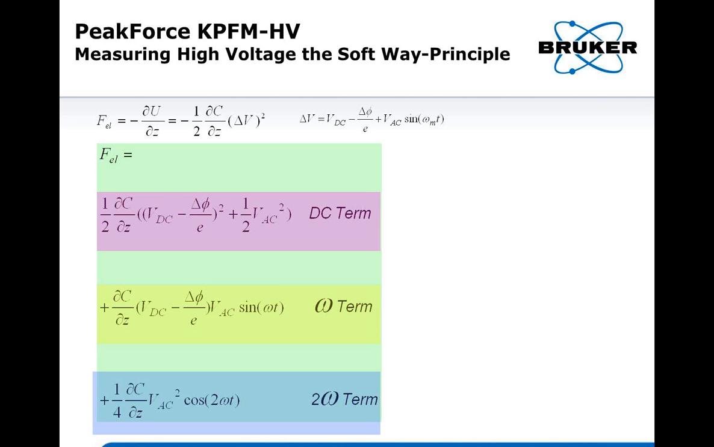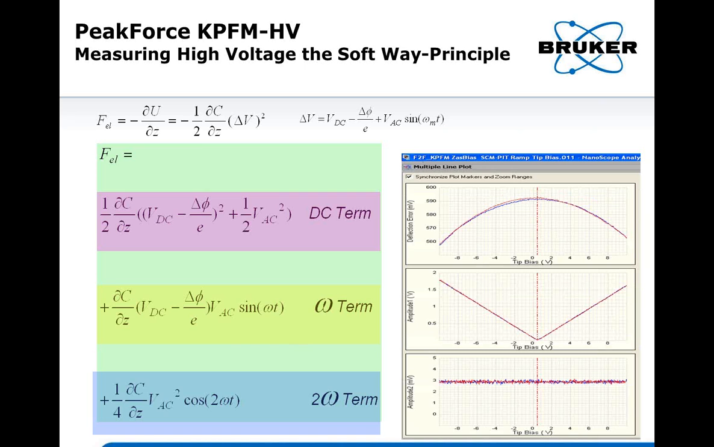So, that's one way: you can build a high voltage source and do it a similar way as KPFM. It's doable, but we are not keen to apply high voltage to your tip. So what we do is measure the high voltage the soft way.